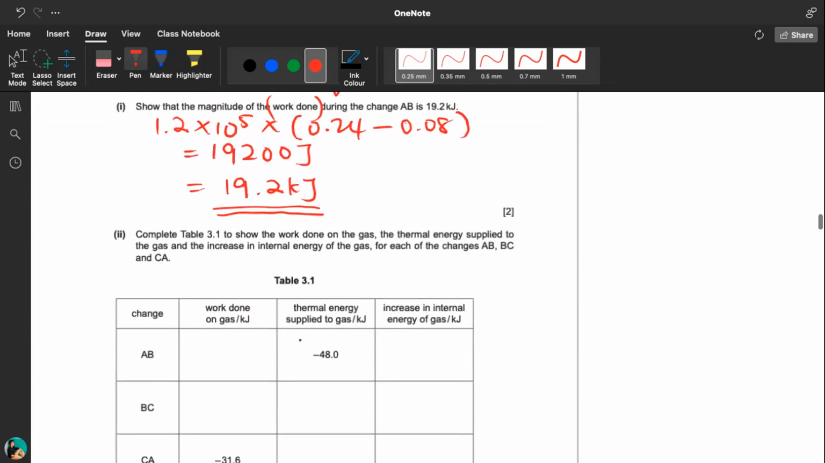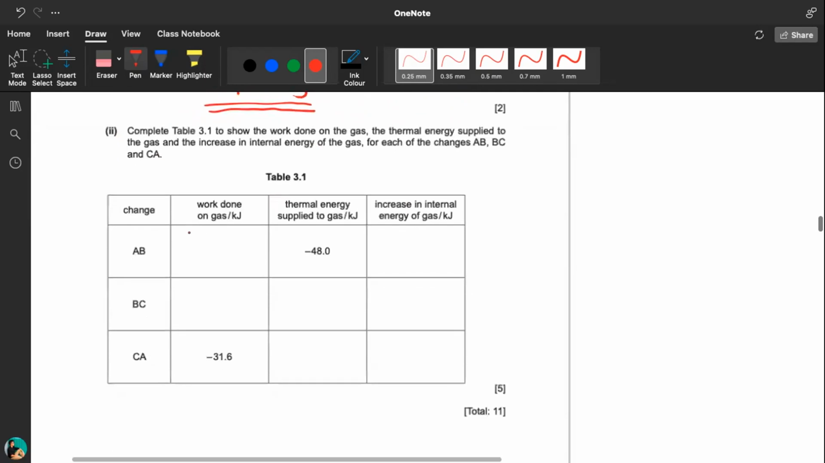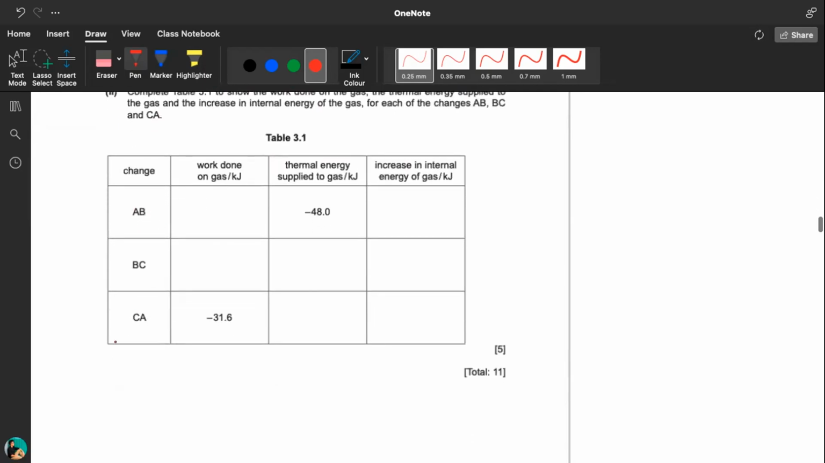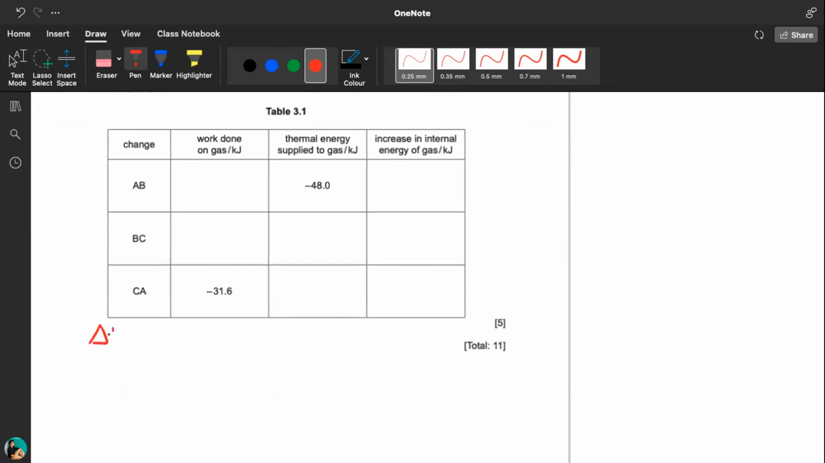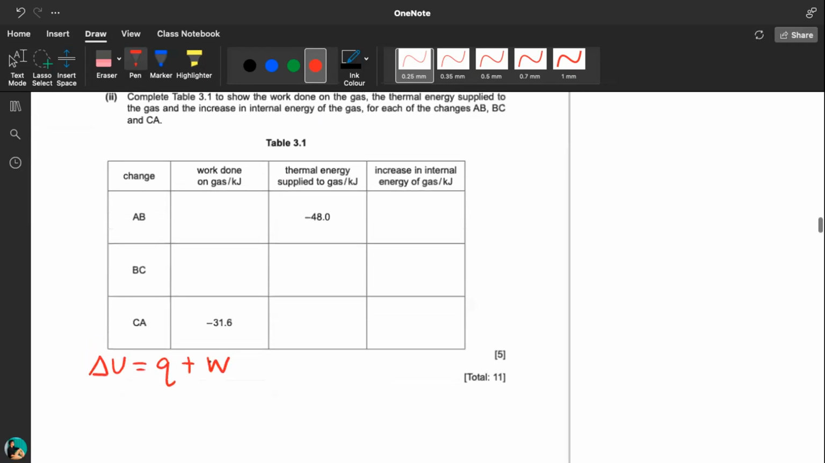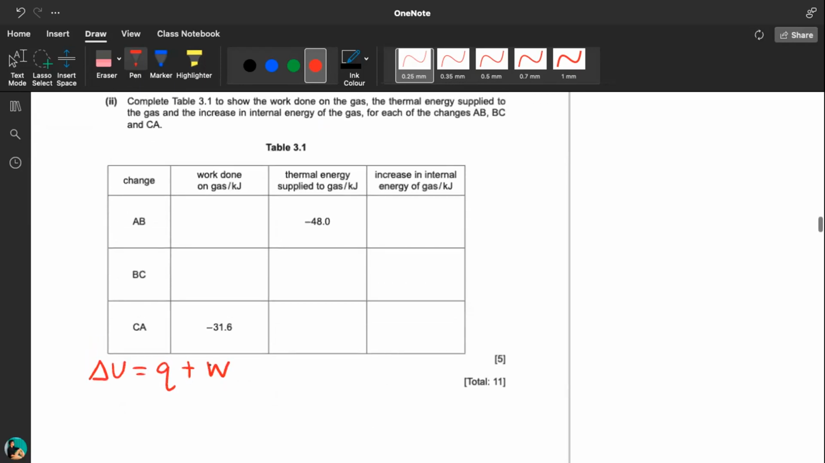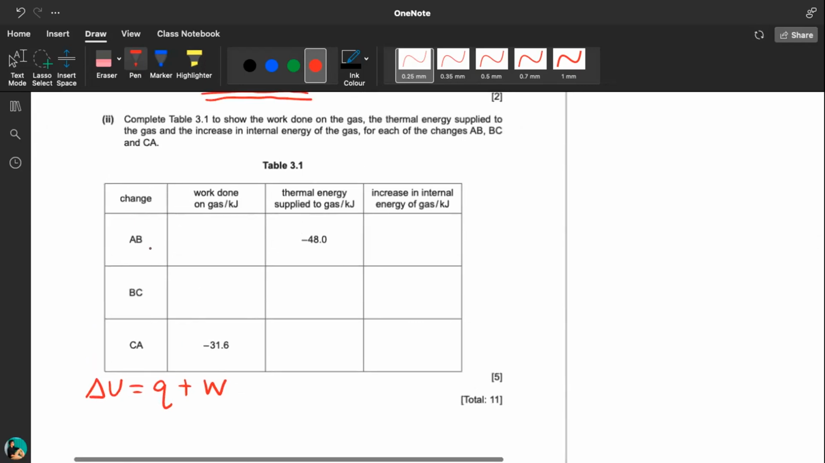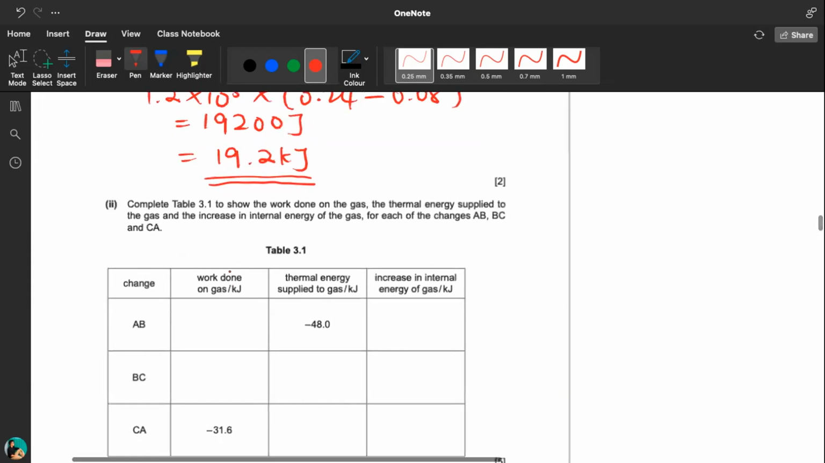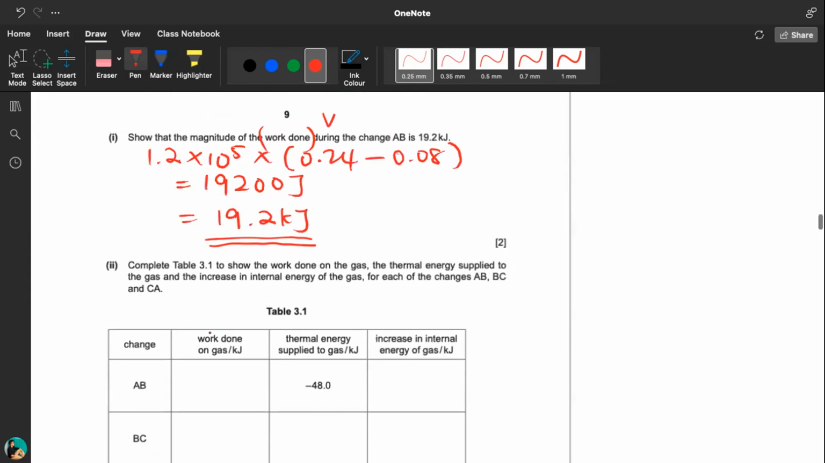Okay, number 2. Complete table 3.1 to show the work done on the gas, the thermal energy, and the increase in internal energy for all the stages. Okay, let's do the AB first. Now we have the formula written down first here. Change in internal energy equals the thermal energy plus the work done. Remember the work done, if it's gas doing work, it would be a minus. Now from A to B, work done on the gas is the one that you calculated, right? 19.2. From A, you compress to B. I'm doing a work of 19.2 kilojoule on the gas.